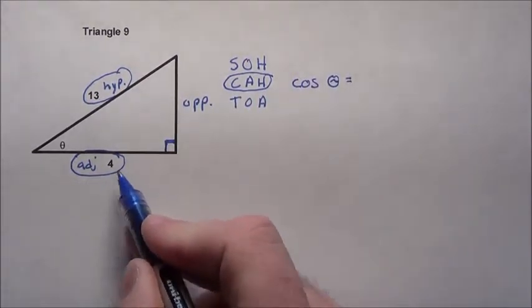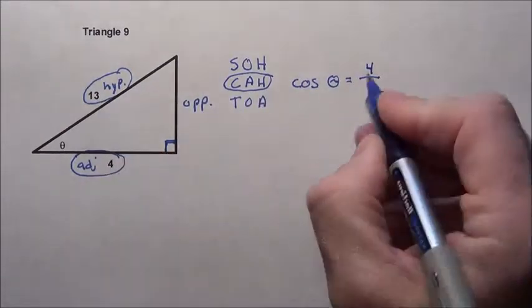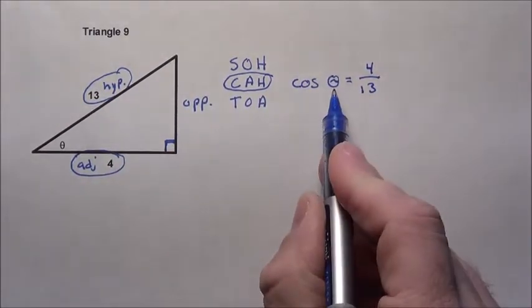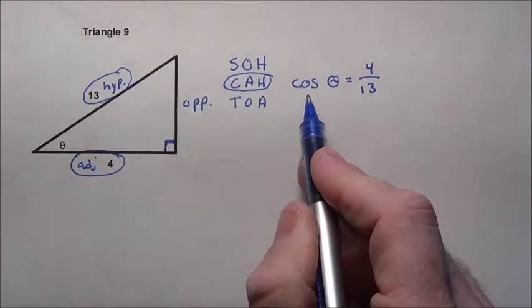Adjacent first. The adjacent is 4. So it's 4 over the hypotenuse side. Well, that was given as 13. So we've got to find theta here. So I'm trying to find theta. I've got to get rid of the word cosine, because cosine of what degree?